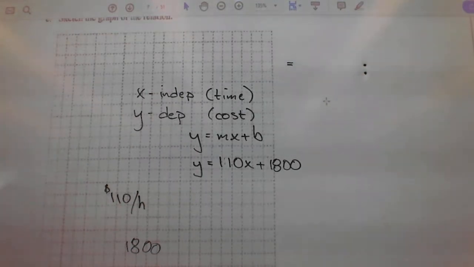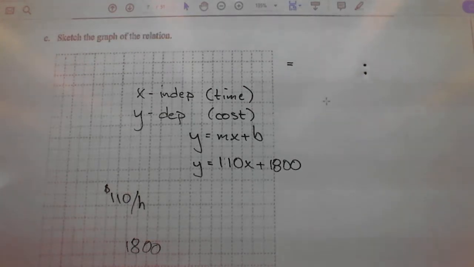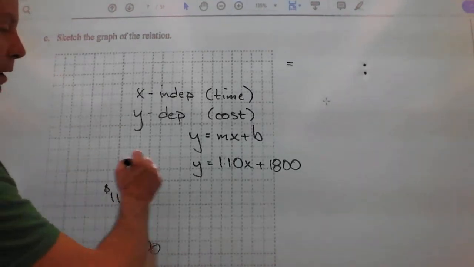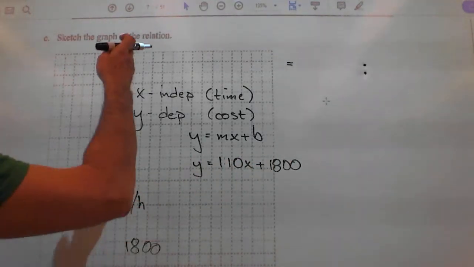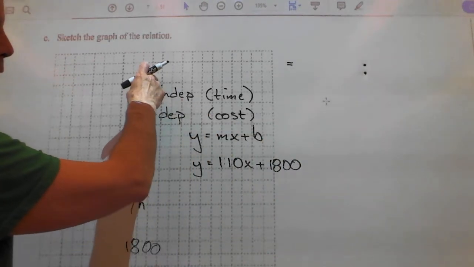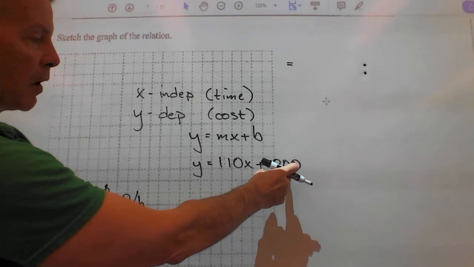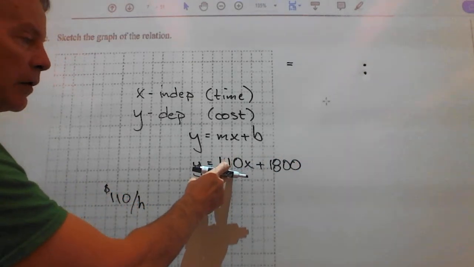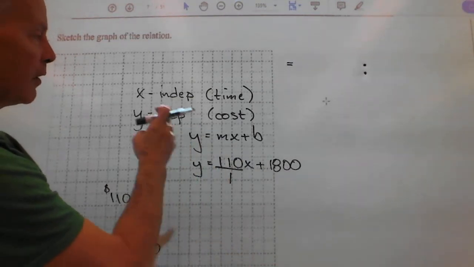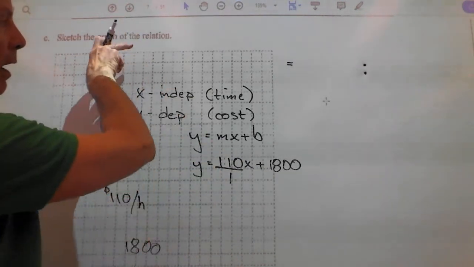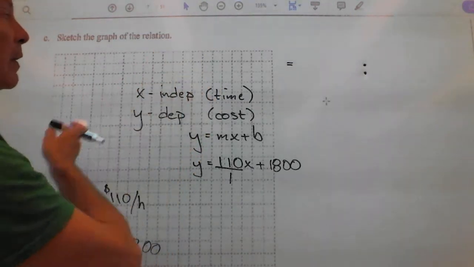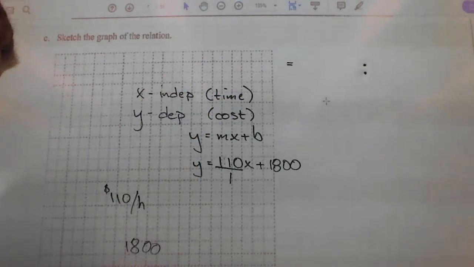Sketch a graph of the relation. Well, I'm not going to bother doing that one because we've done lots of these already, right? You're going to draw yourself a coordinate system, a y-axis and an x-axis. You know that it's going to cross way up here somewhere at 1800, that's your y-intercept. And you know to get to a second point, you have to go 110 up and 1 to the right. So use the slope to find your second point, and then just join the points. Okay?